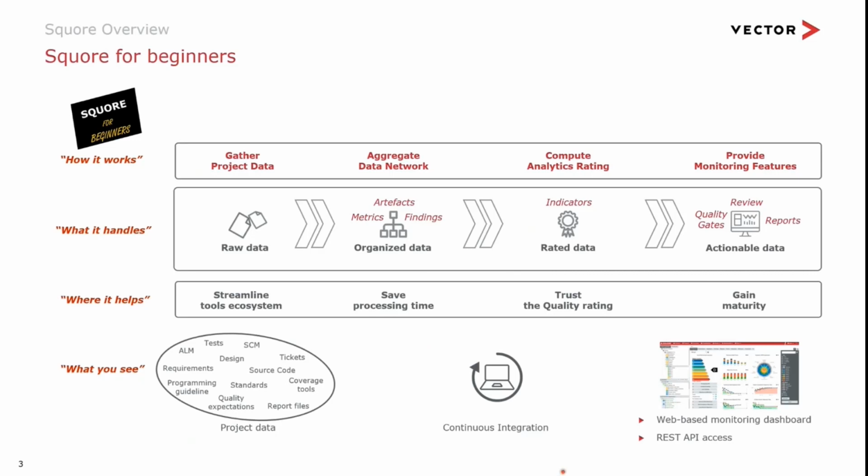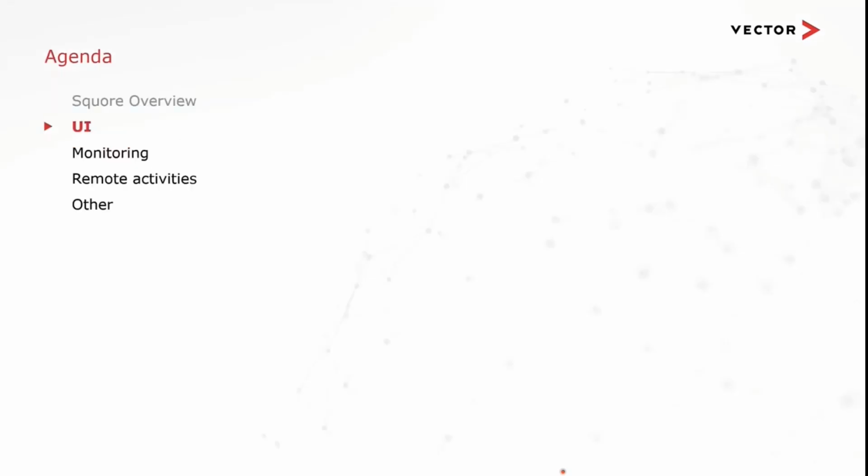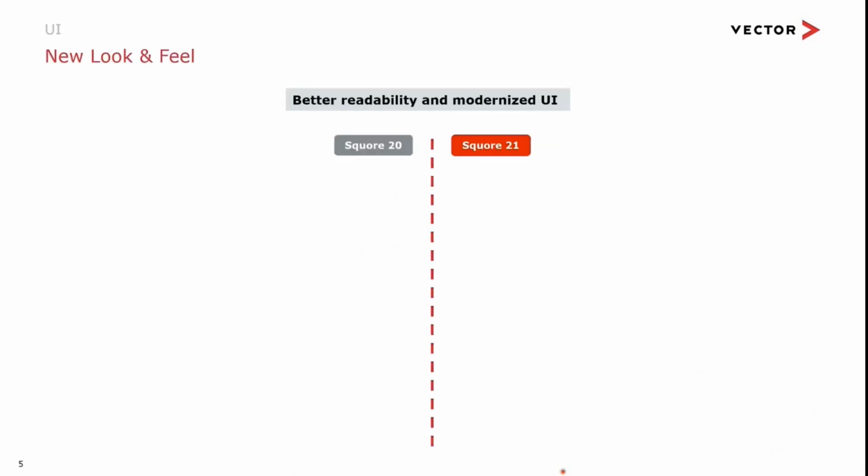So here we're going to have additional benefits, but I'm not going to explain to you what continuous integration is good for. You already know, I'm sure. So let's focus on what is new in Squore, and let's focus on what is visible directly in the UI. So we have worked quite a lot in the UI to make sure it is more modern and looks prettier, but also importantly that the data is easier to read and to understand.